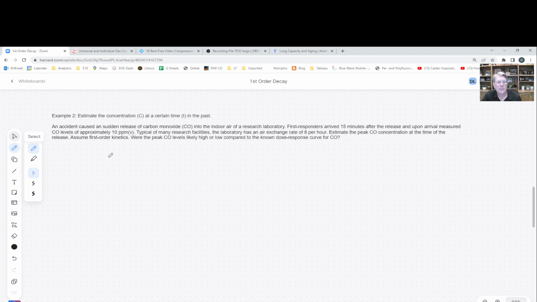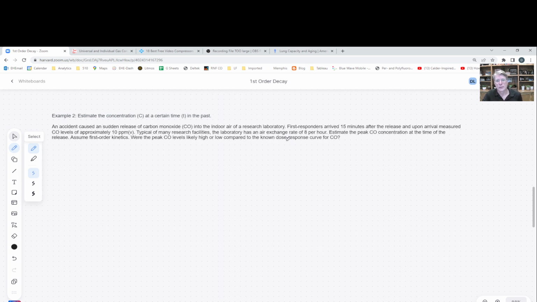Here's the setup. An accident caused a sudden release of carbon monoxide into the indoor air of a research lab. First responders arrived in 15 minutes and they measured CO levels when they arrived of approximately 10 parts per million by volume.